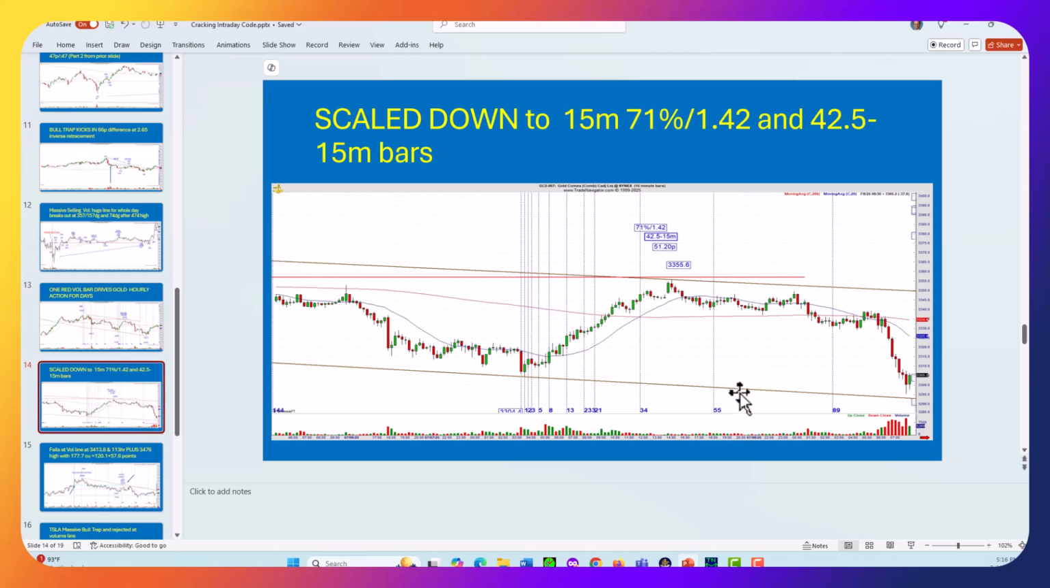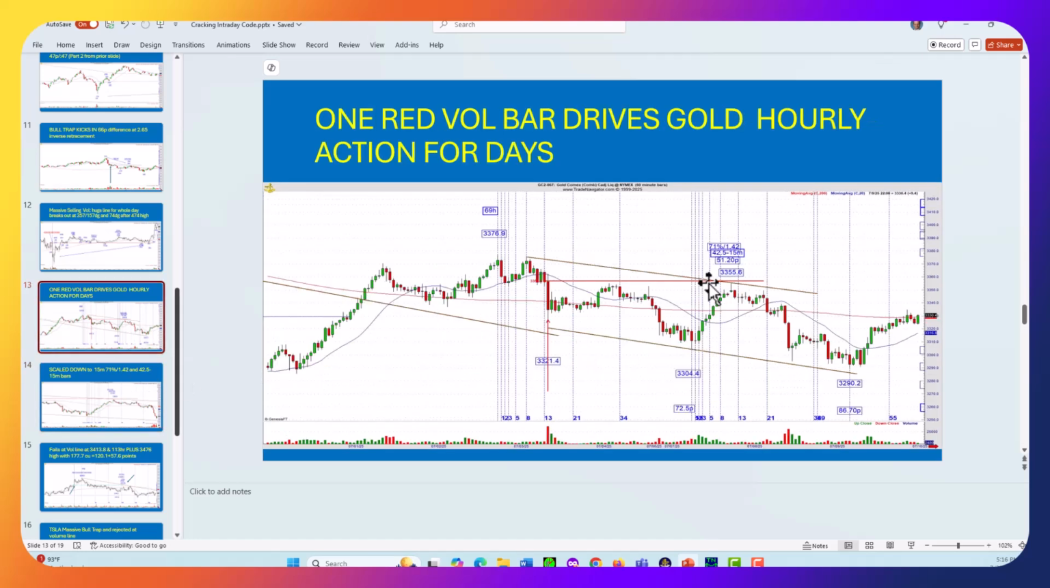And this is a 15-minute chart where we see that it's 42 and a half 15-minute bars up, but the retracement value is 71% and 142, right? Let's go back and I'll show you. See? The bigger leg is 1.42 times the size of the smaller leg, which retraces it at 71%.